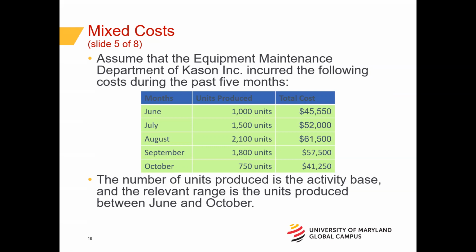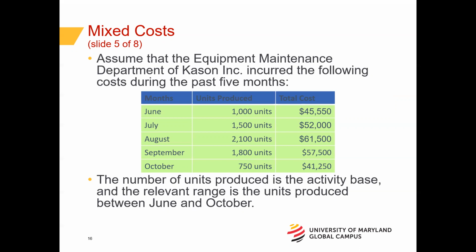Okay, you're saying, oh, well, what's the relevance here? Let's take a look at units produced first for these 5 months. Using the high-low method, whatever you want to call it, at the high point, our highest month was August, where we produced 2,100 units for $61,500. That's the high point.